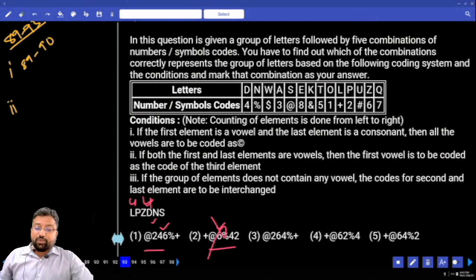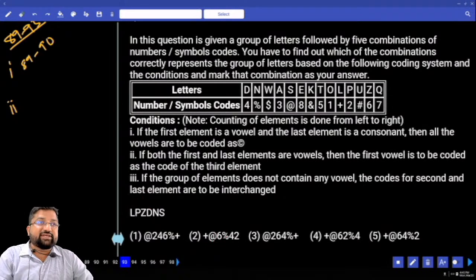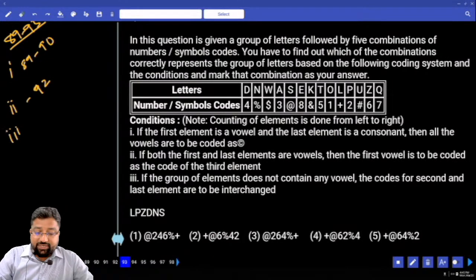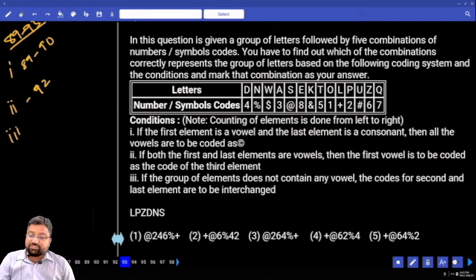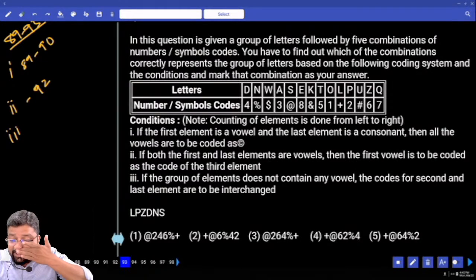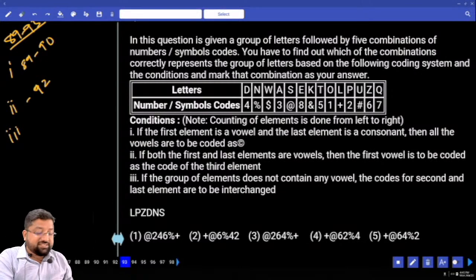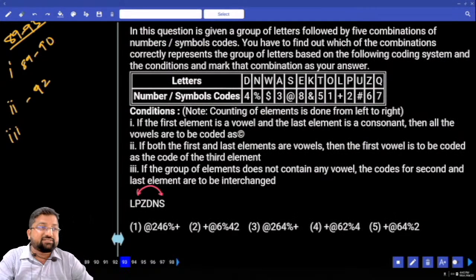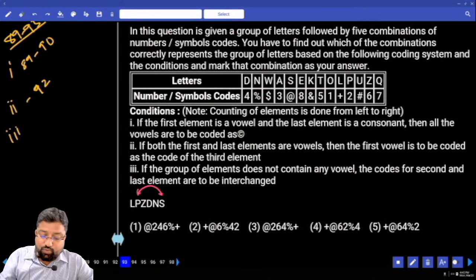93? No, 93 is not applicable for the second. So here 92 could be solved by the second condition. I am left with the third condition. What is the third condition? If the group of elements does not contain any vowels, the codes for the second and the last element are to be interchanged. L, P, Z, D, N, S, no vowel, then the codes for second and the last are to be interchanged. Code for P, 2.